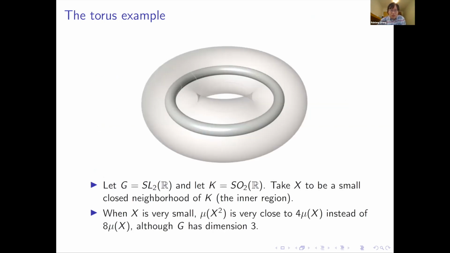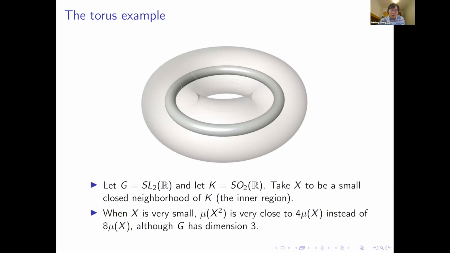But let's look at the example first. This example exists because SL2 of R has a non-trivial compact subgroup of dimension 1. So you take this maximal compact K to be equal to SO2 of R. Then your construction will simply be, you take a small closed neighborhood of K. I can only show this picture topologically. That's also what's in our paper here.